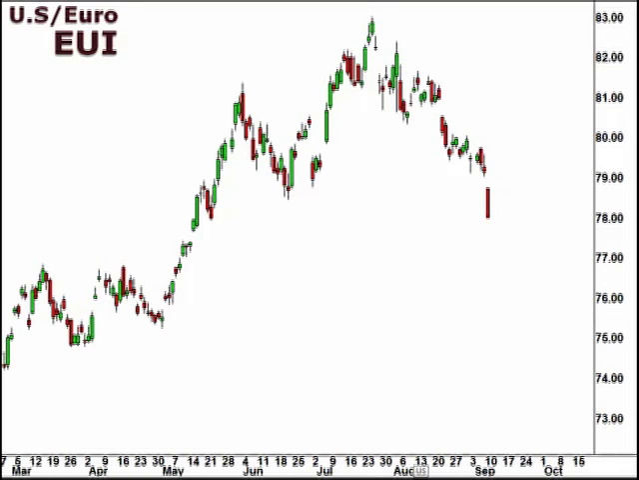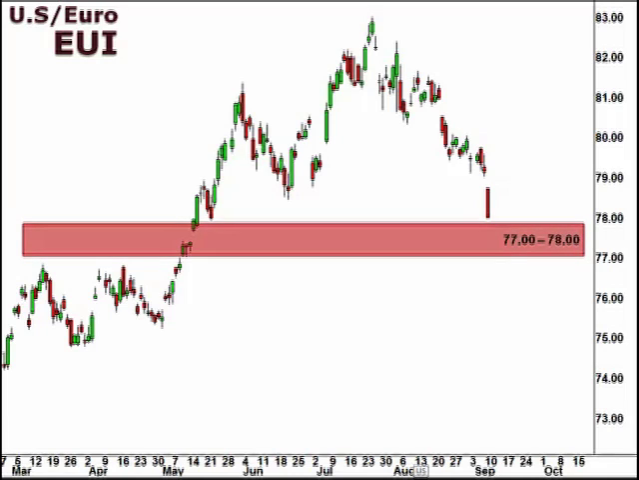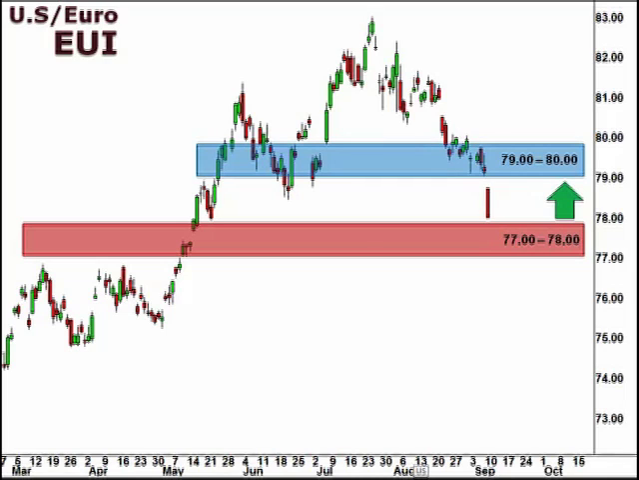Let's take a look at the US dollar versus the euro as seen here in the ISE FX options pair value EUI. Well, the EUI continues to weaken with 77.78 as the next support level. Provided 78 holds as support, we are open to a test of 79.80 for resistance.